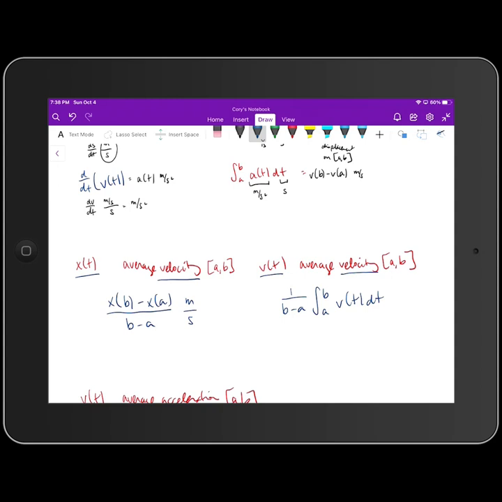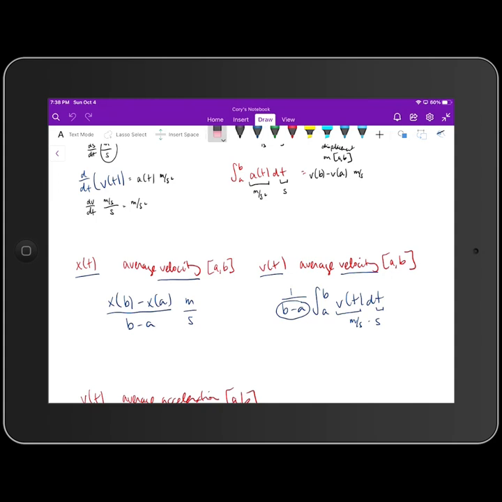Now let's see if those units make sense. We multiply the unit for velocity by the unit for time, so meters per second times seconds, which means the integral gives me something in meters. Then we divide out front by something in seconds. So we get a calculation in meters per second. So this also gives us average velocity.